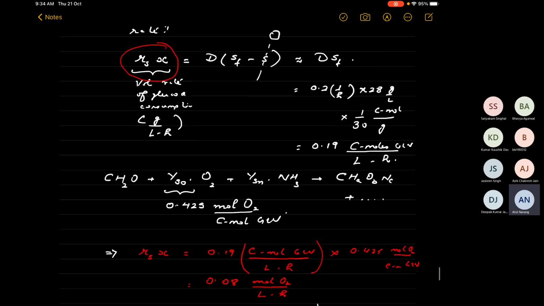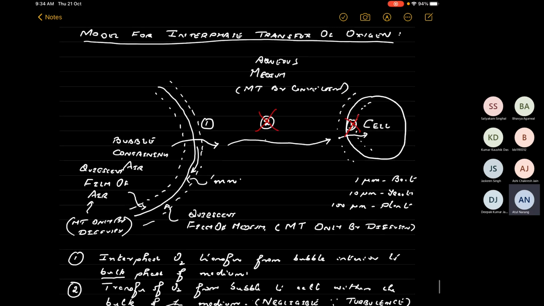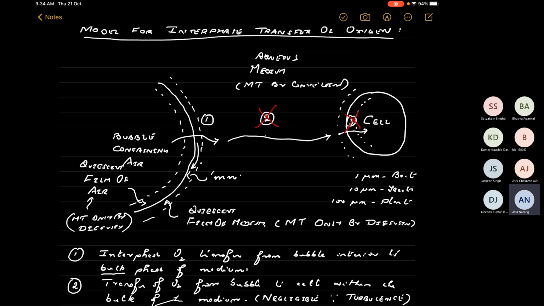And then I started off by explaining this is the beginning of the theory. This is the whole picture of how oxygen moves from inside the bubble to the cell. And then I said that basically there is the circle denoted 1 over here represents the movement of oxygen across the bubble. The circle 2 denotes the movement of oxygen within the liquid phase. And then 3 denotes the movement of oxygen across the cell.